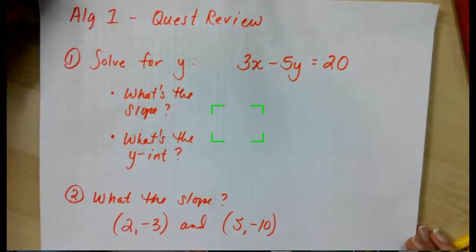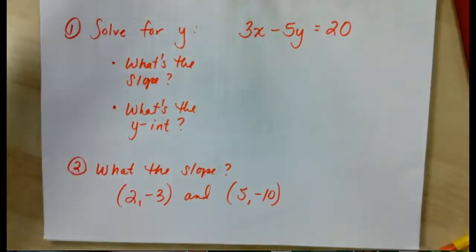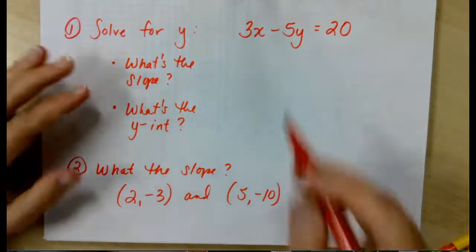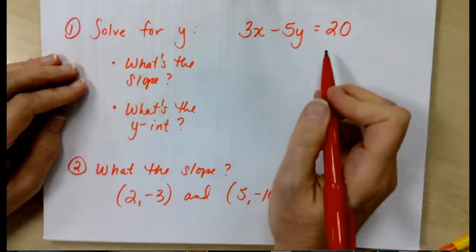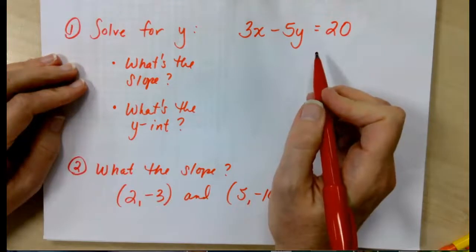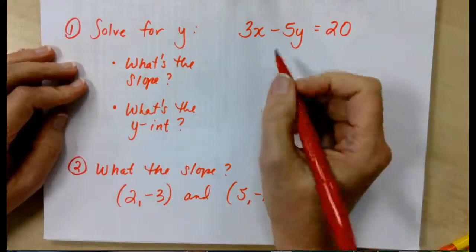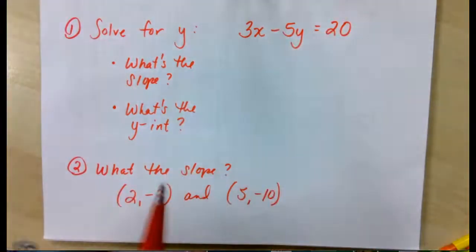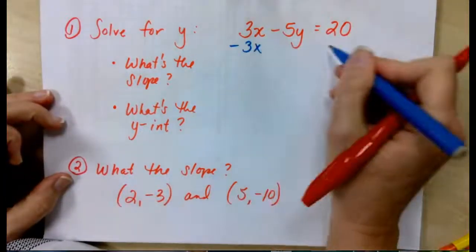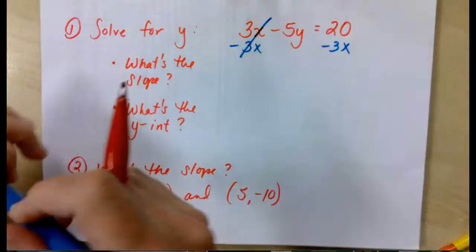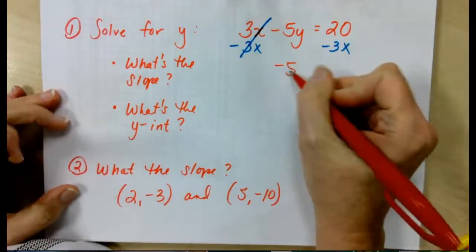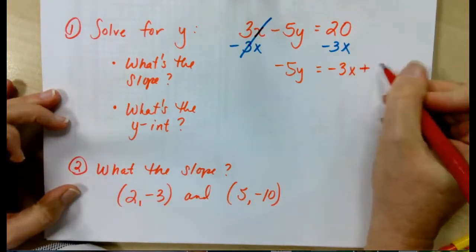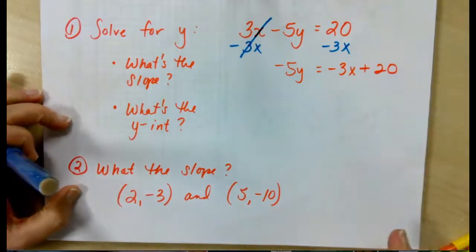So first thing we're going to do is solve for y. When we're solving for y, it allows us to put an equation into slope-intercept form. First, we are going to subtract 3x from both sides. The 3x's cancel, and we get negative 5y equals negative 3x plus 20.